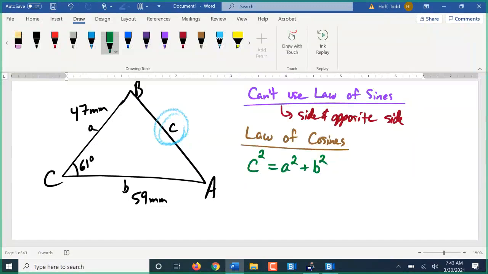Our law of cosines is actually often referred to as the generalized Pythagorean theorem, because it starts off like that. C squared equals A squared plus B squared. Then there's an adjustment factor here to adjust for the fact that angle C is not a right angle. That adjustment is minus 2 times A times B times the cosine of angle C.